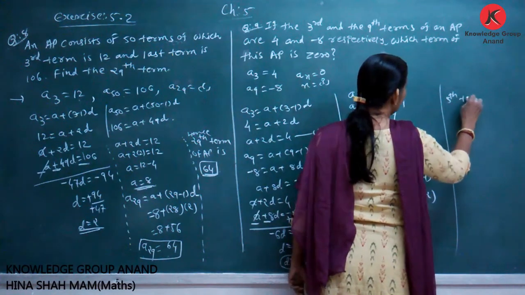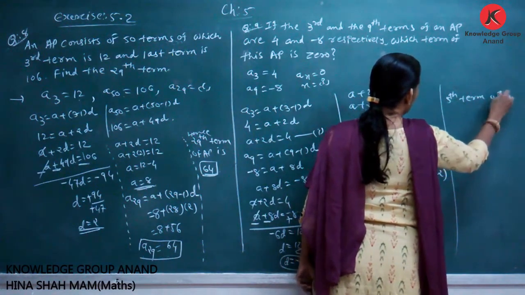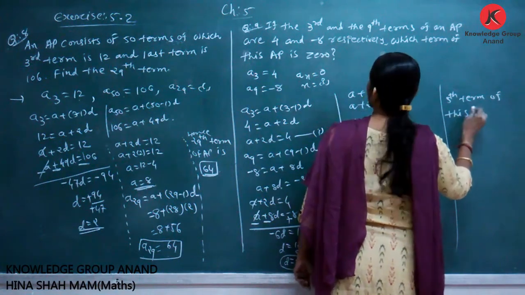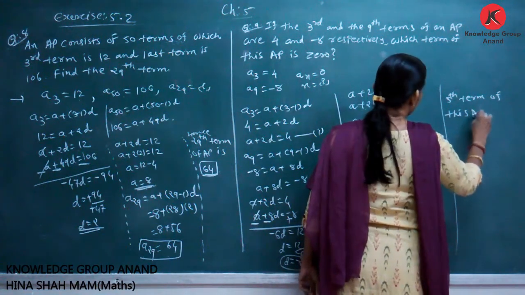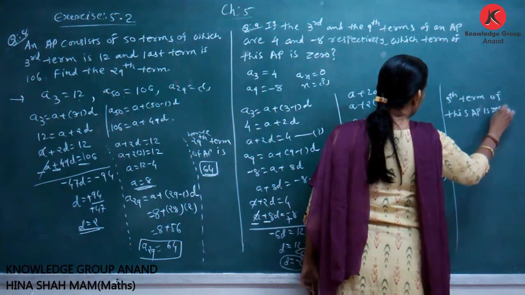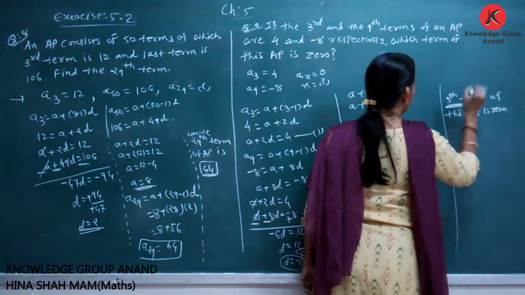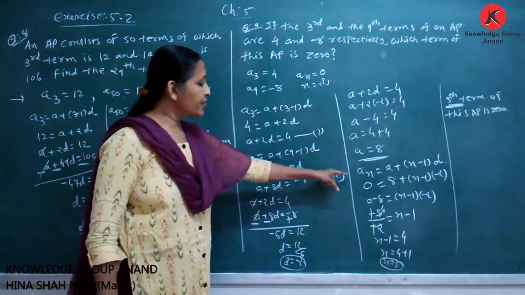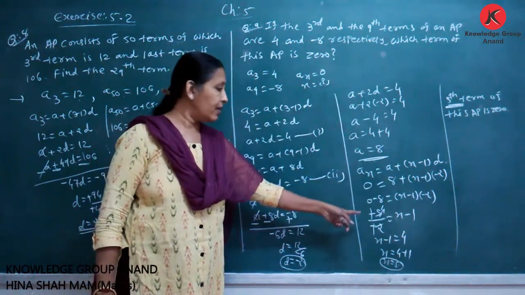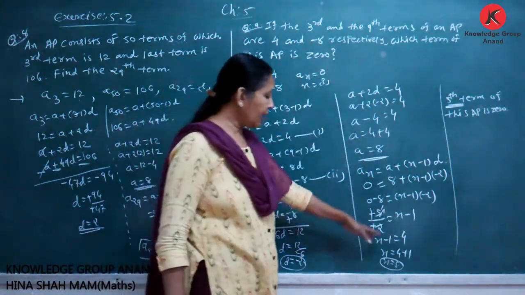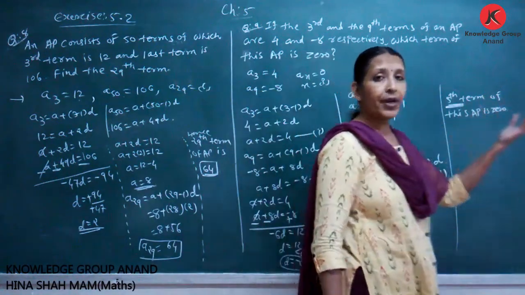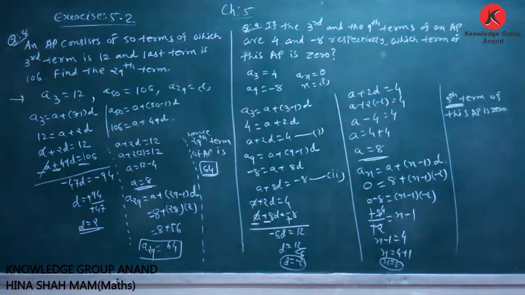The fifth term of this AP is 0. Putting an equal to 0, we find n is equal to 5. The fifth term of the AP is 0. Now question numbers 8 and 9 are completed here. Write in your notebook.